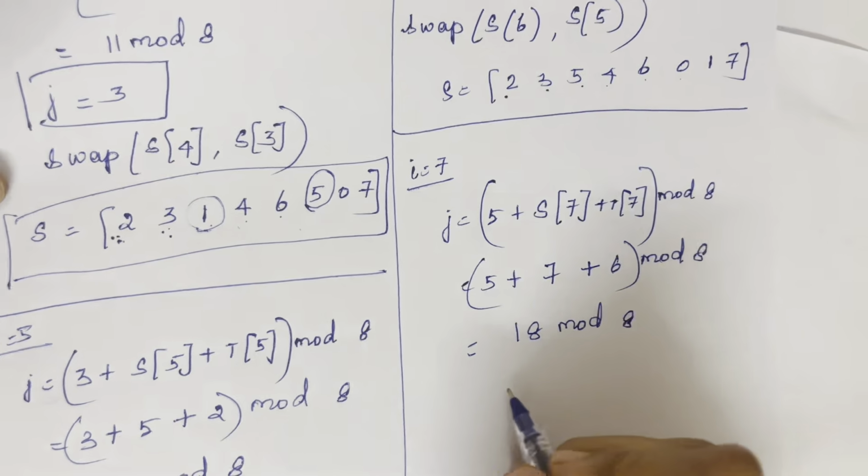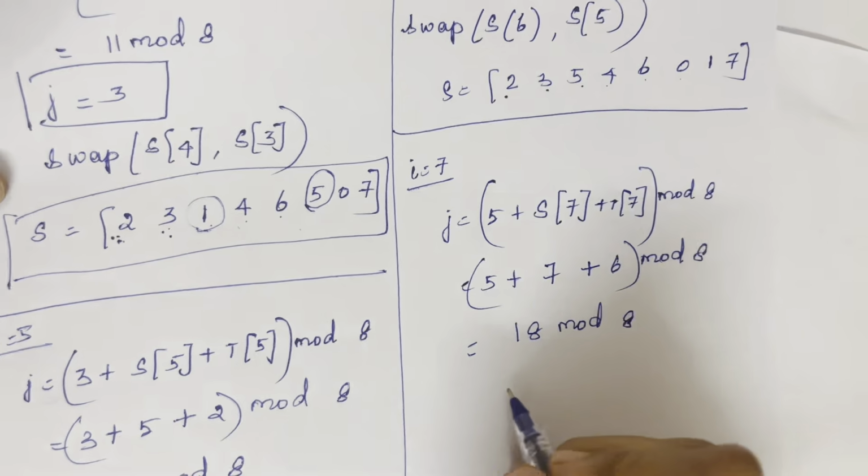So swap s of 7 with s of 2. Okay, you swap 5 and 7. So you will get the s value as 2, 3, 7, 4, 6, 0, 1, 5. Okay, this is the s value. This is the last iteration. So after proceeding through all 7 iterations, you have got the s values like this.